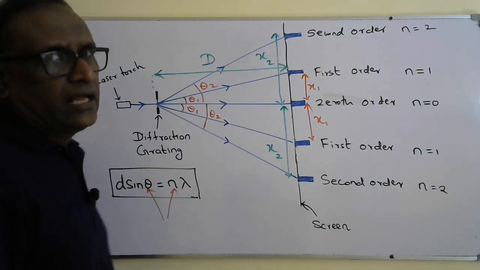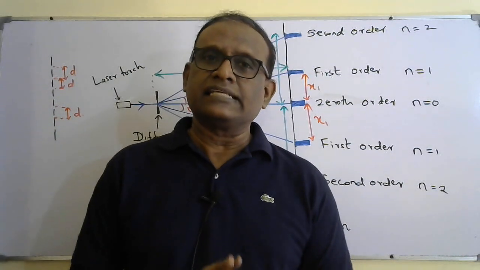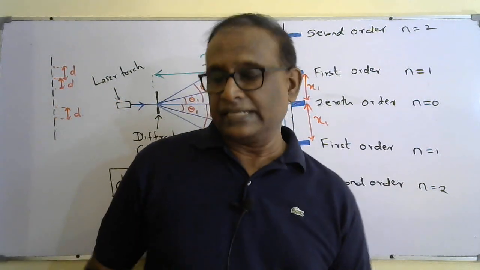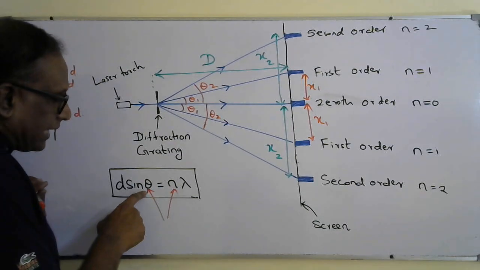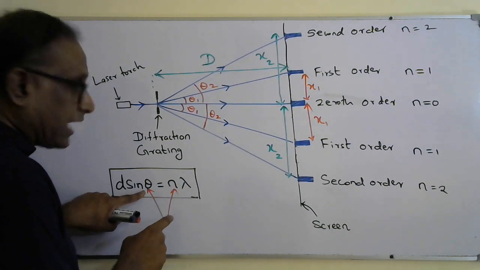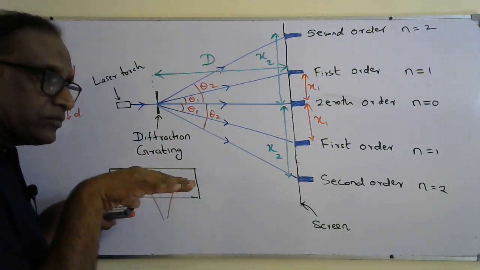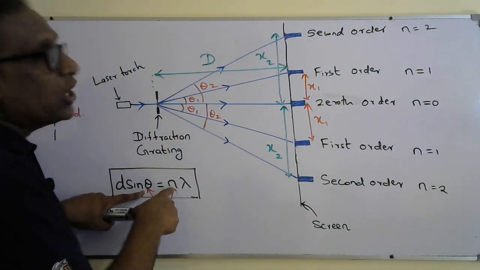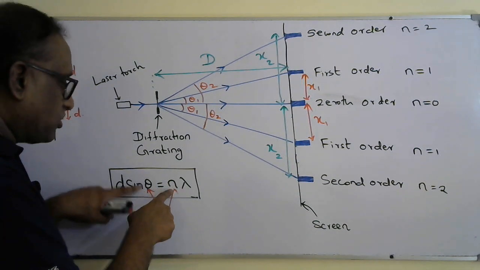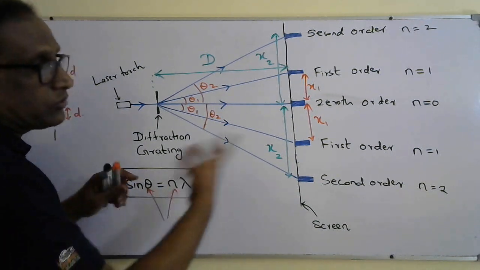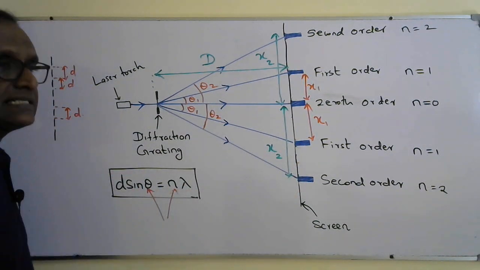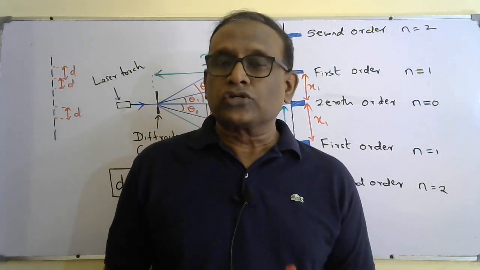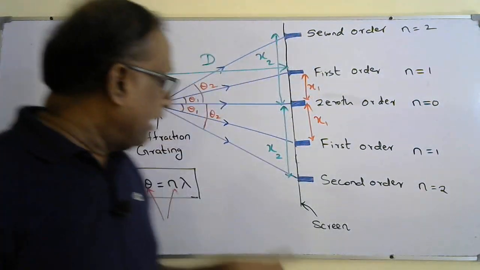Some books don't use the word angle of diffraction, they say angle of deviation from the initial direction of light ray. Both are the same. So theta is the angle of diffraction or the angle of deviation from the initial direction of light ray for the nth order: first order theta 1, second order theta 2, and so on. Lambda is the wavelength of the wave we are using. If you are using a monochromatic light ray, that wavelength we should consider.